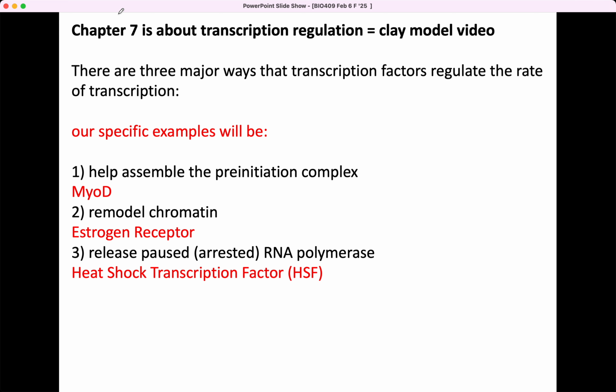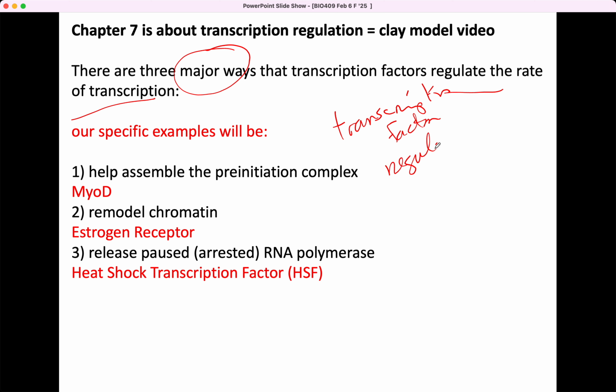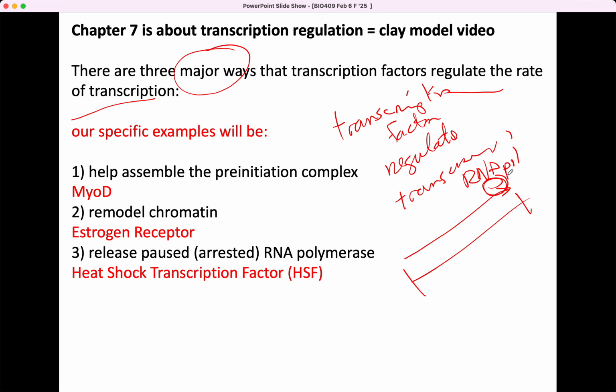So there are 3 major ways that transcription factors regulate the rate of transcription. So remember on our quiz, I think our second quiz, what do transcription factors do? And the answer is regulate transcription. What is transcription? Transcription is the copying of the transcription unit by RNA polymerase. So this is about how do they do that? And there are many steps in the process. So the first thing is we have to describe something called a rate limiting step.